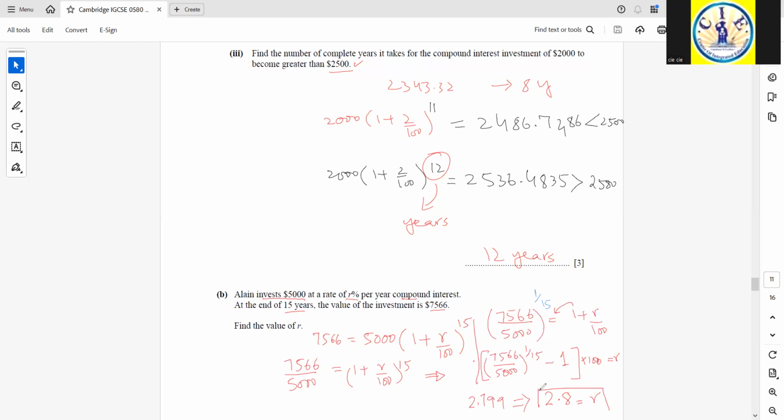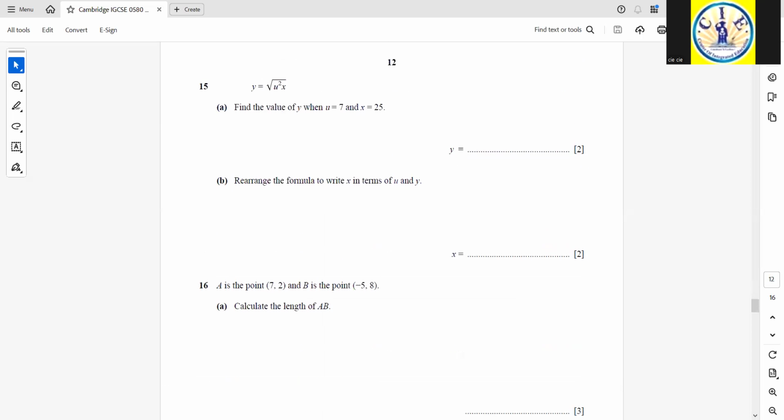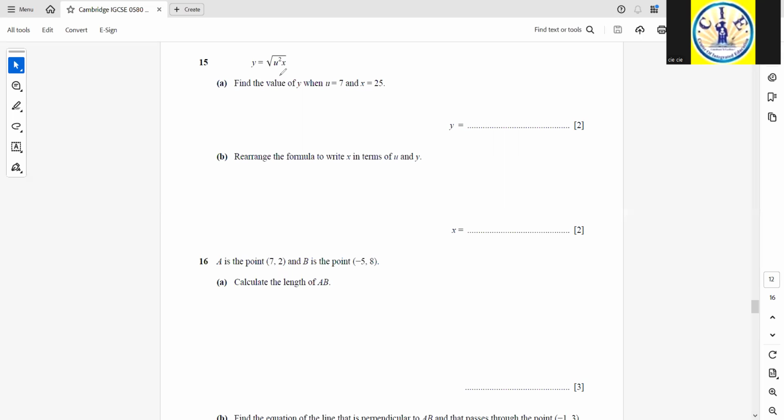That is the answer to part B. Okay. Then it is question number 15. Find the value of y when u is 7 and x is 25.